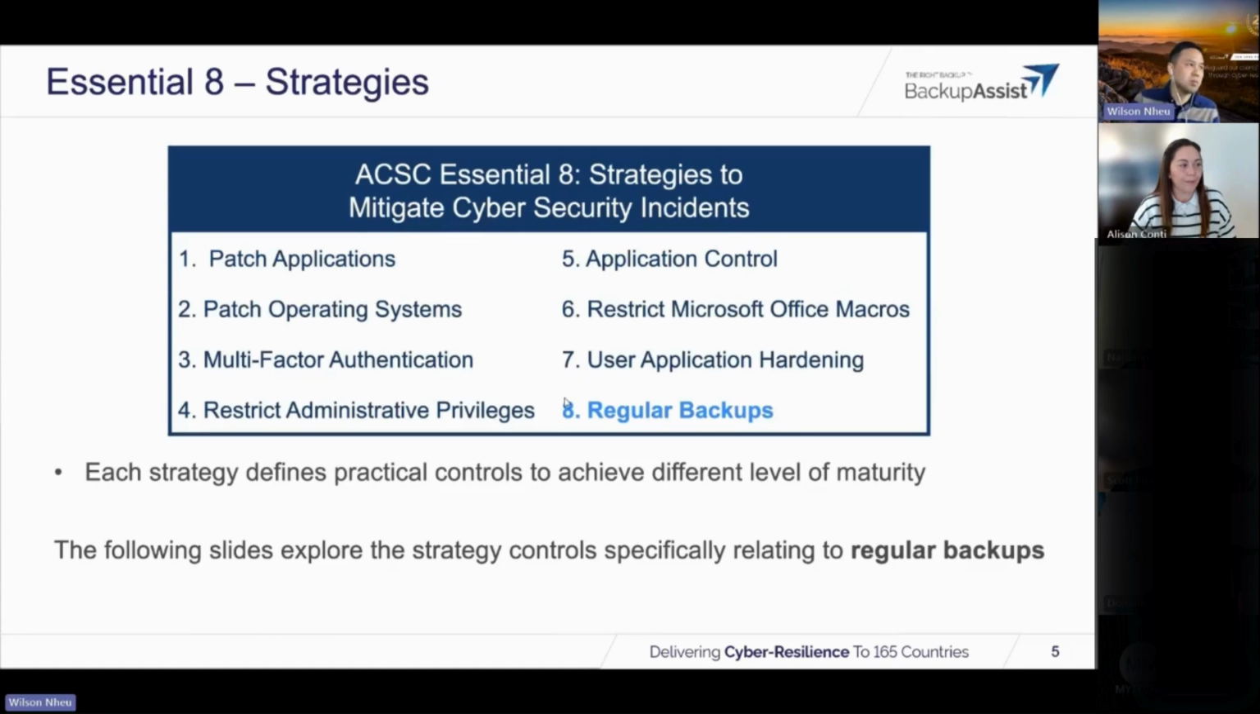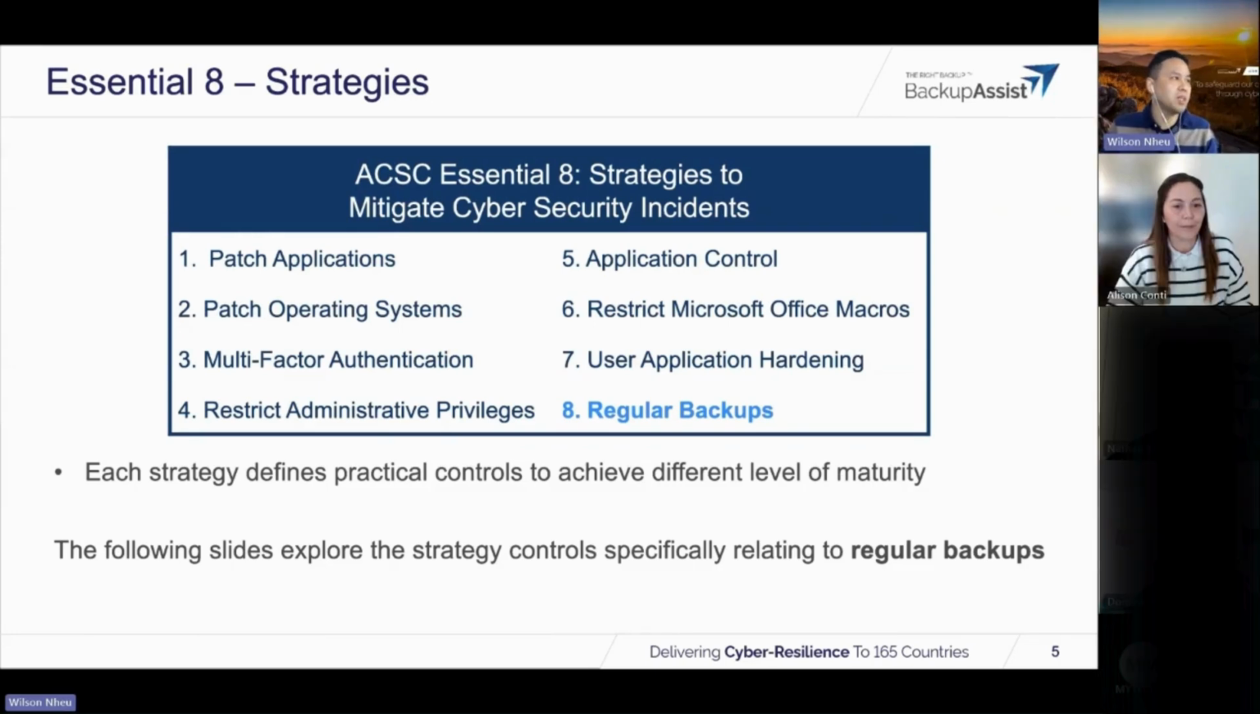Okay, so what are the actual strategies we're talking about? What are the 8 strategies that I mentioned before? I won't go through them. I'll list it here for you. Because today we'll be focusing on the very last one there, which is in bold, regular backups. So as you can see, there's quite a few, and they hopefully make sense to you, and you can access this and read more about them. But today I'll focus on the regular backups.